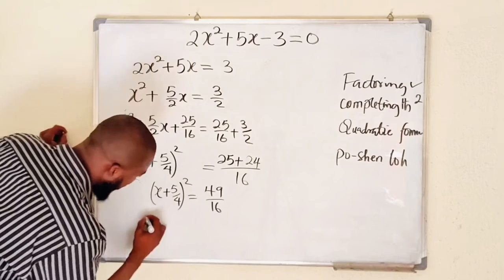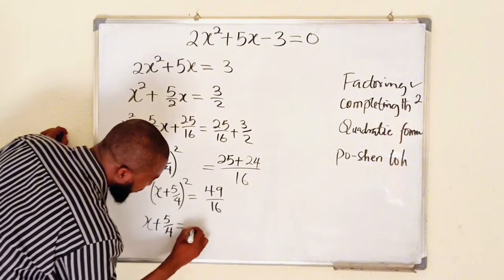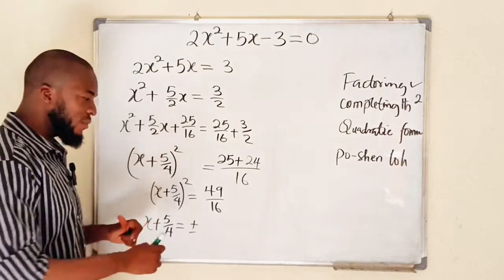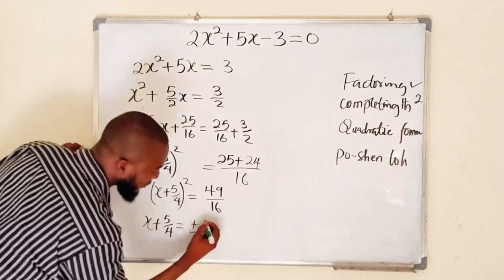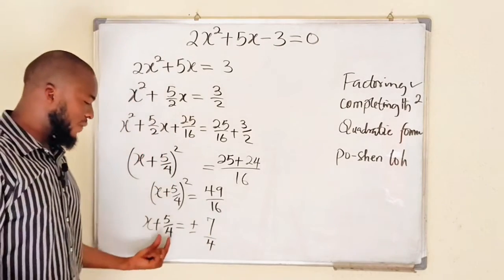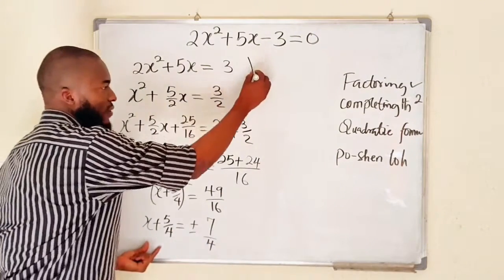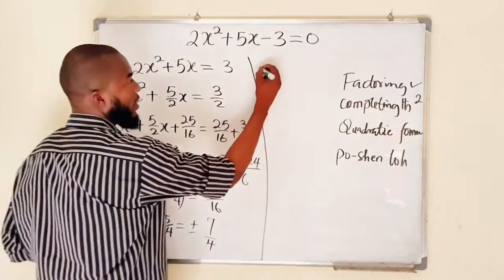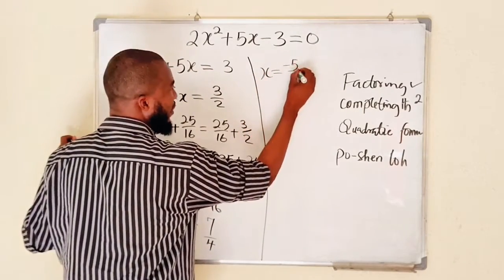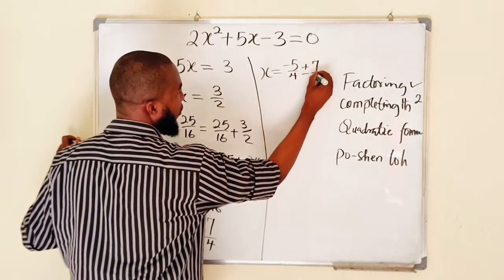Now, to get rid of this power of 2, we're going to take square root of both sides. We have x plus 5 over 4 equal to plus or minus. I don't have more space, so let me take square root directly because I know square root of 49 is 7. Square root of 16 is 4. Next, we're going to take this one to the other side since we are solving for x. So let me do it here. We have x equal to minus 5 over 4, right? As it crosses over, plus or minus 7 over 4.